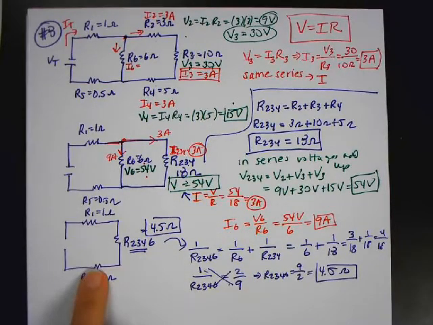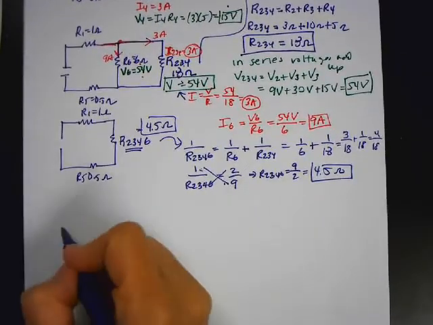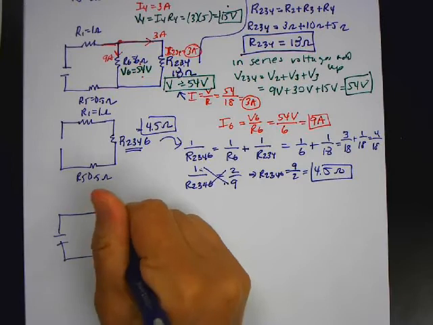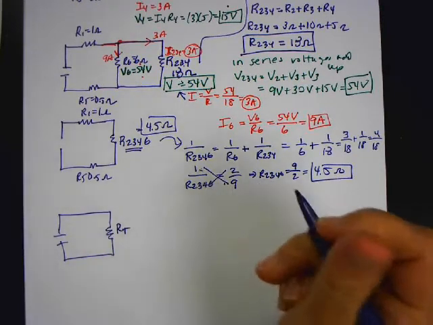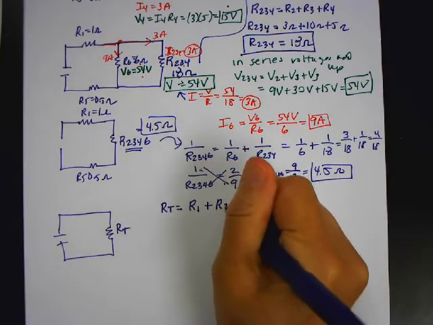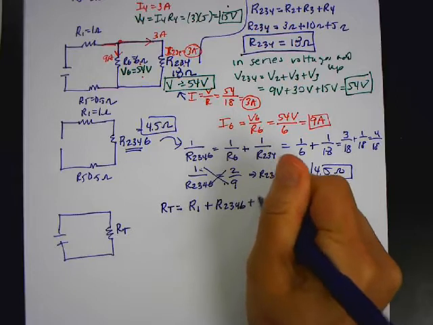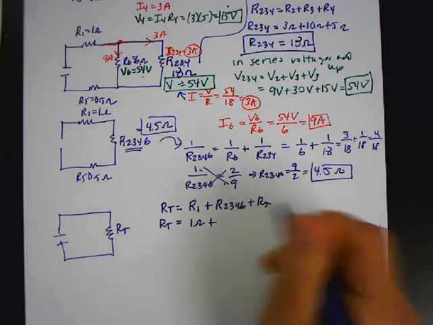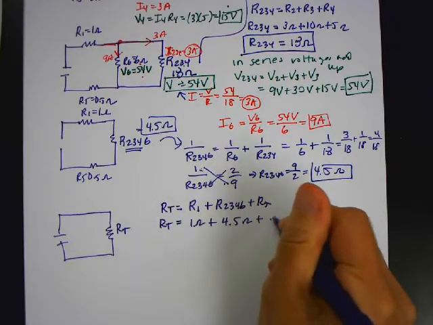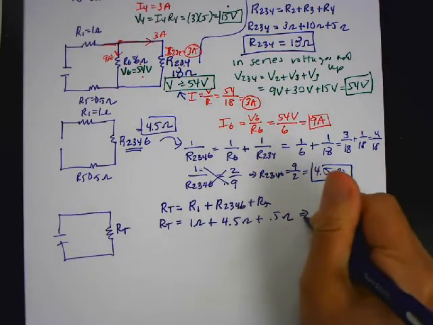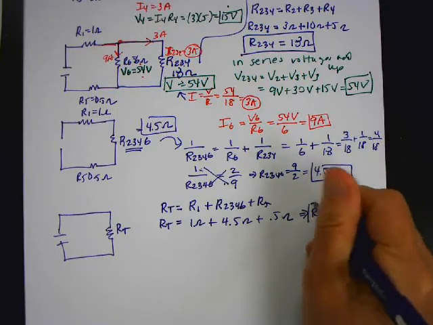Now I see I have 3 resistors that are in series. So if I want to end up with just my equivalent resistor, which I want to call RT, I can say that RT is equal to R1 plus R2346 plus R5. So RT is equal to 1 ohm plus 4.5 ohms plus 0.5 ohms. So 4.5 and 0.5 is 5 plus 1 is 6. So RT is equal to 6 ohms. No calculator needed.